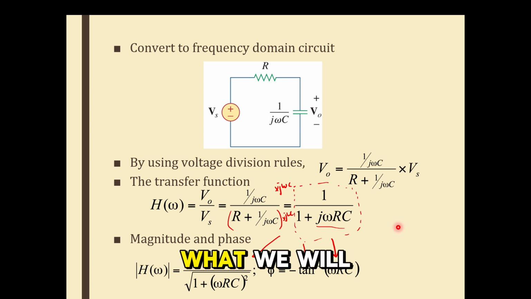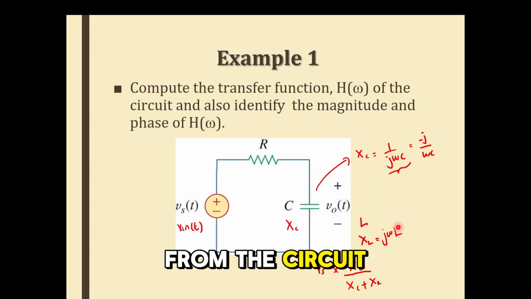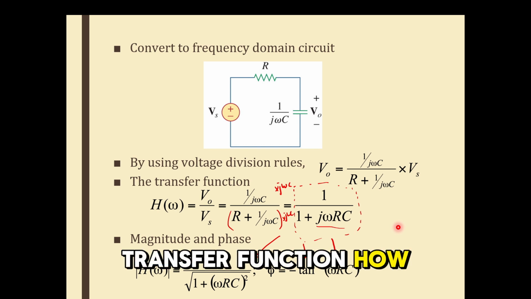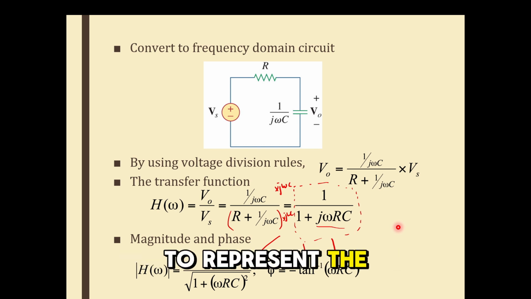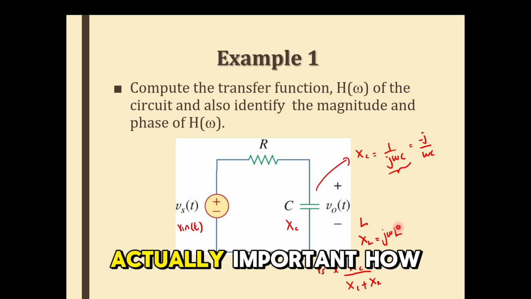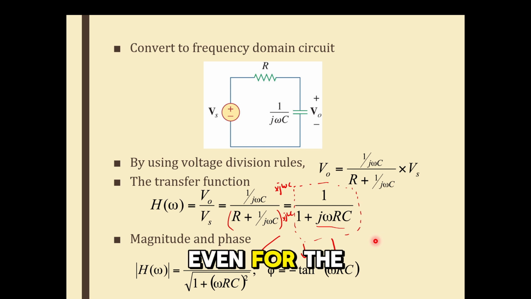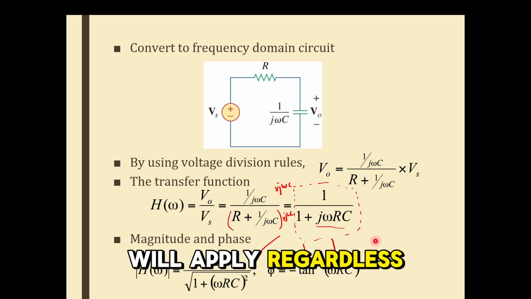Additionally, we will plot the magnitude and phase in this chapter particularly. So you should know what to get from the circuit, and what to draw based on the transfer function, to represent the magnitude and phase. So we will go one step higher from what you have done before. All this is important, how to calculate and get the transfer function.